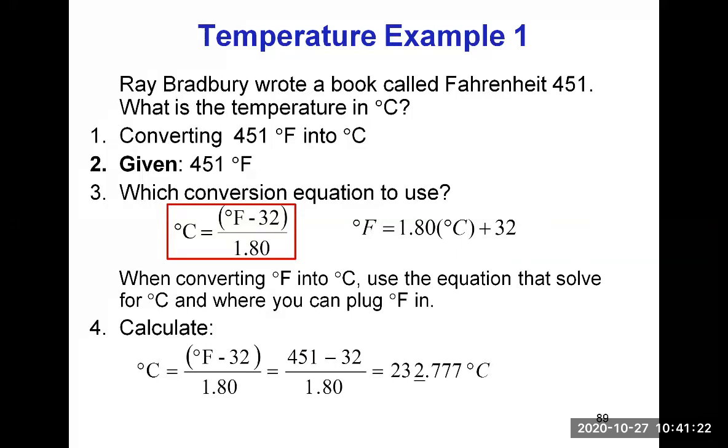The temperature that was given was to the ones place, right? It was to the degree. And so we want to keep the same precision here and give the final temperature in Celsius to the degree, to the ones place. So 232.777 will be rounded to 233. The 2 will be rounded up to a 3, rounded to the ones place, and that's the temperature in degrees Celsius.